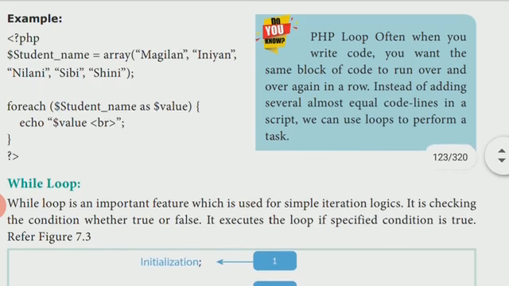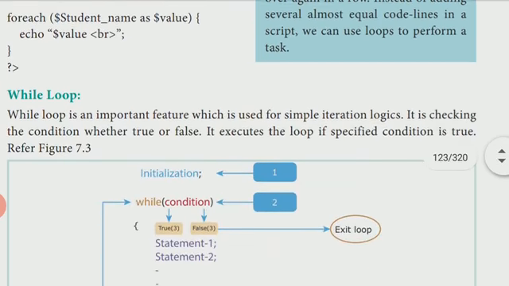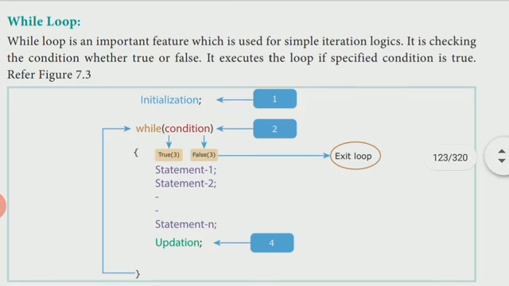The next one is the while loop. Here the while loop is used for iteration. This is the same as a for loop. When the condition is true, it will execute. So the for loop and while loop are mostly the same, but there are some little changes.